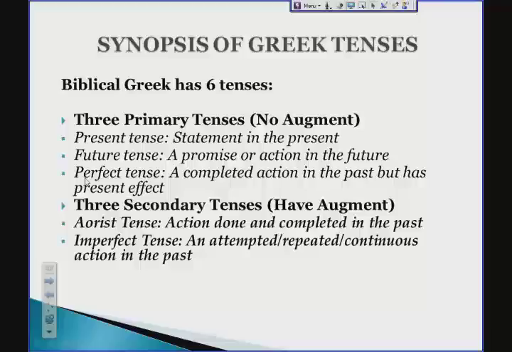And my summary there says, an attempted action or a repeated action or a continuous action in the past. That means the action has been attempted to be done, but not done. You did not do it at the end, but you wanted to do it. And also an action done in the past repeatedly. You did that time and again, repeating it and so forth. Or else it can be a continuous action in the past.